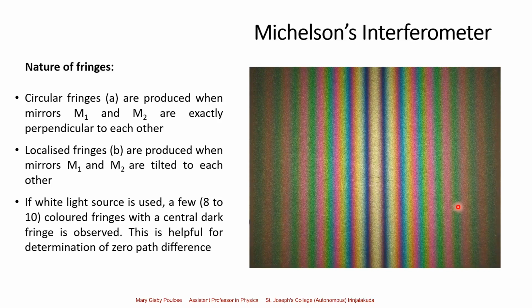It is extremely difficult to obtain this fringe using white light. So while doing the experiment, we have to take extreme care, because this will be obtained when we range the mirror through a few micrometers. So we have to be very precise in shifting the mirrors to obtain this fringe pattern.